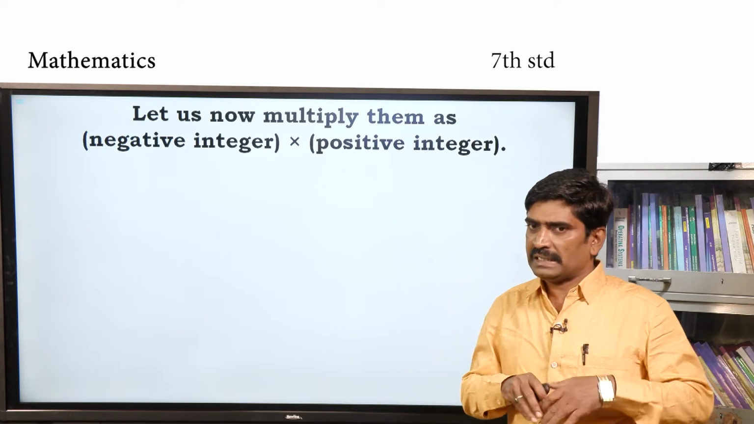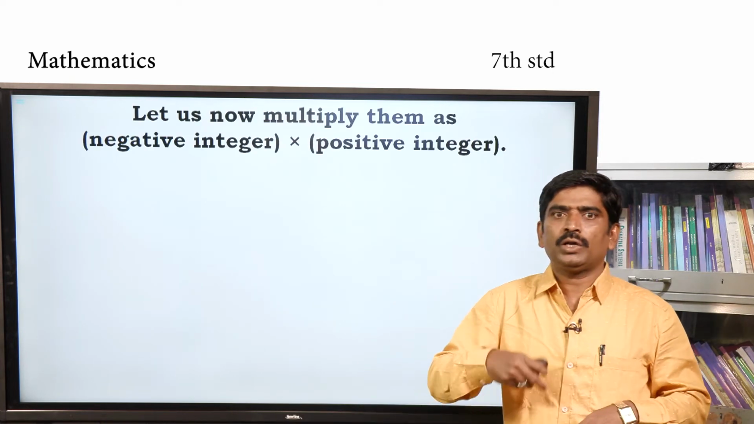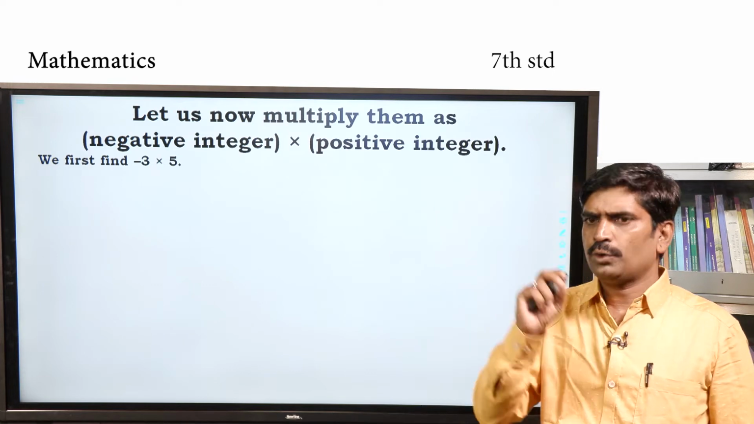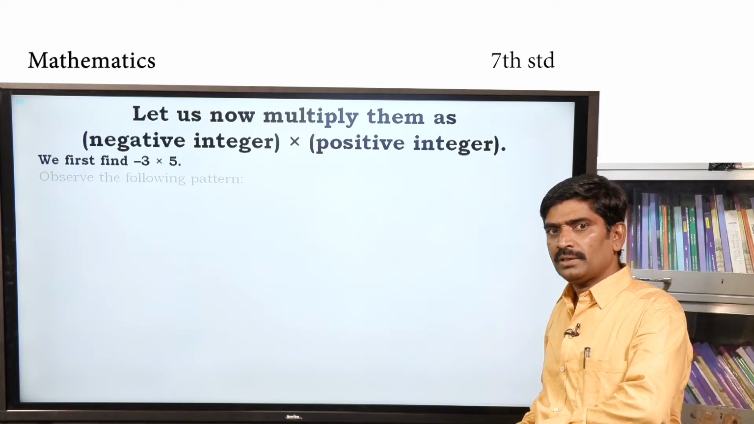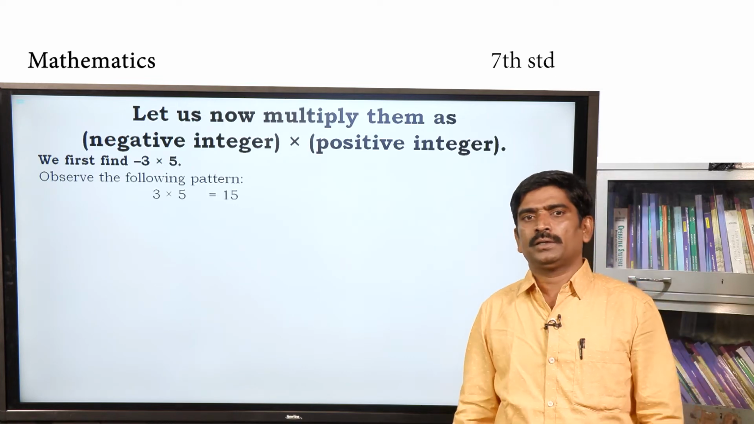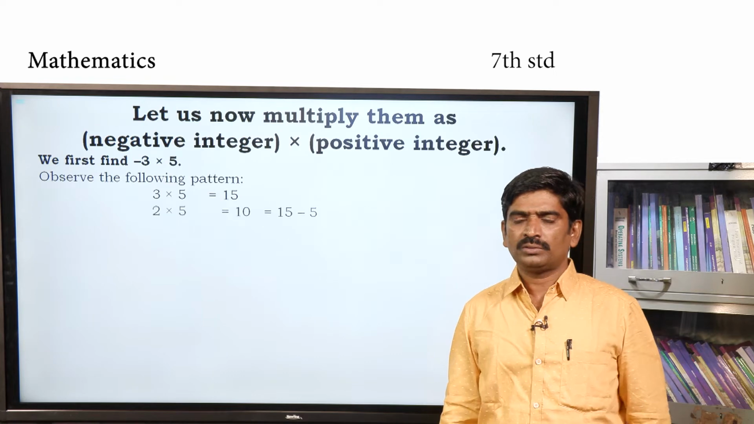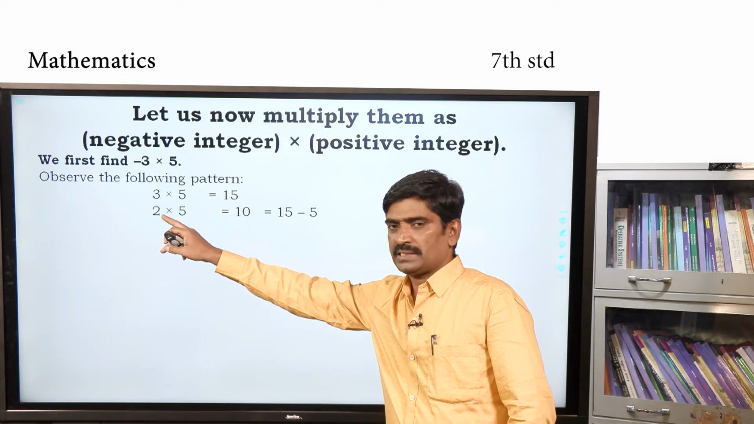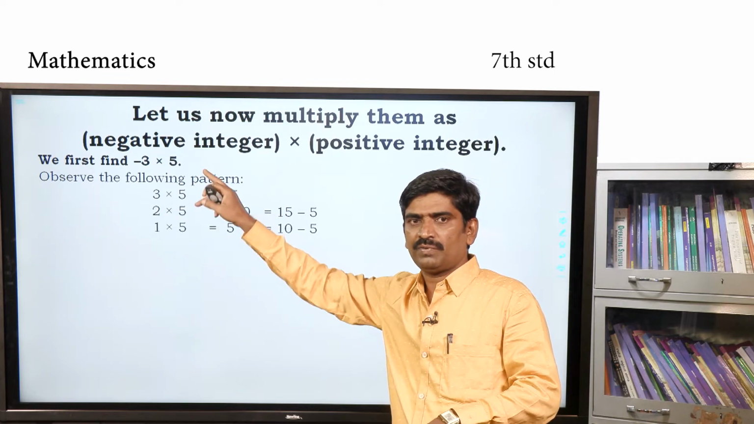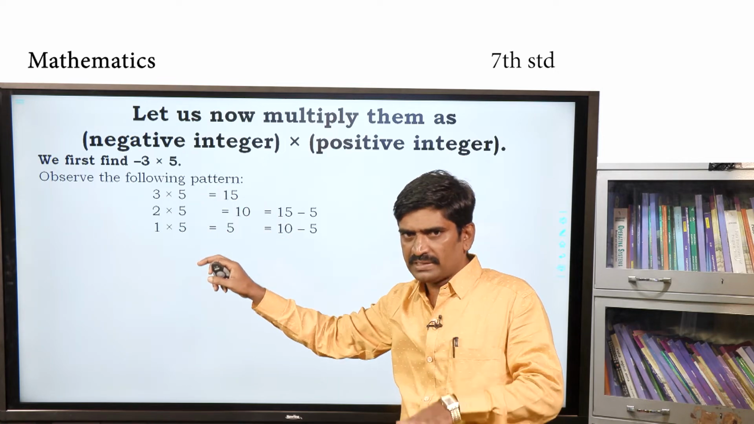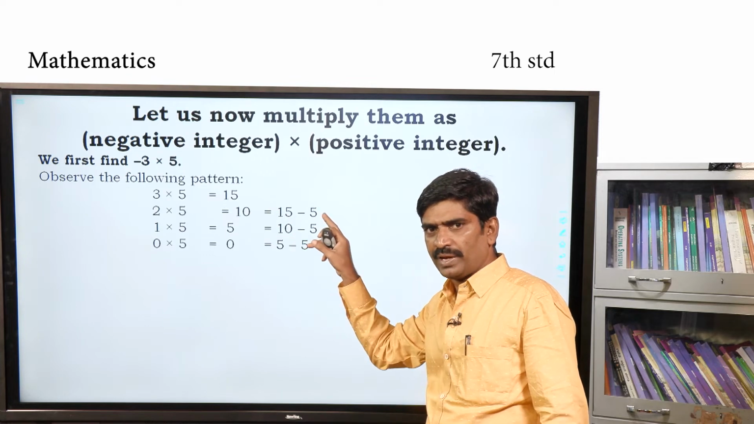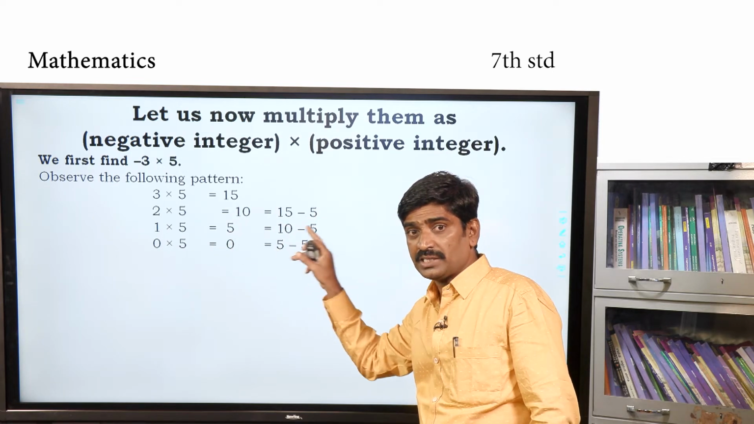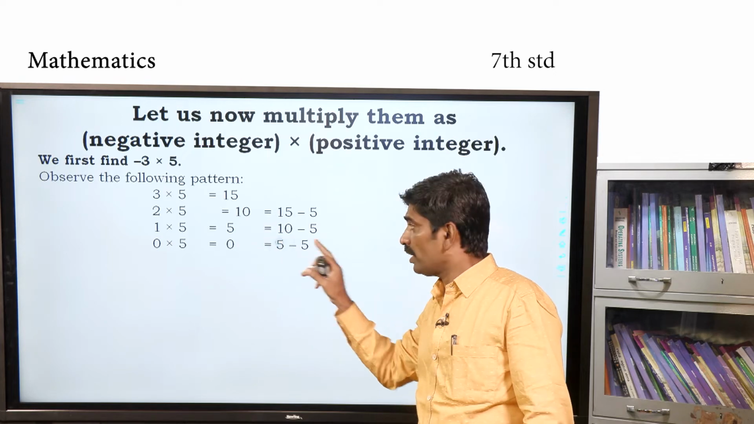Next, first we did positive into negative. Now we go to negative integer into positive integer. We first find minus 3 into 5. Observe the following pattern. Here 3 into 5 is 15, good. Then 2 into 5 is 10. What is the pattern here? Each time the answer is 5 less. The first is 15, the second is 10, that means 5 less. 15 minus 5, we get 10. Then 10 minus 5 is 5, and 5 minus 5 is 0.